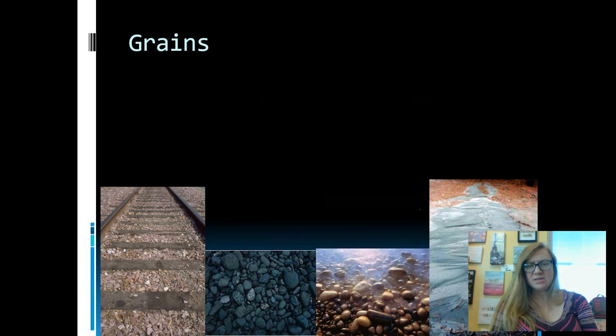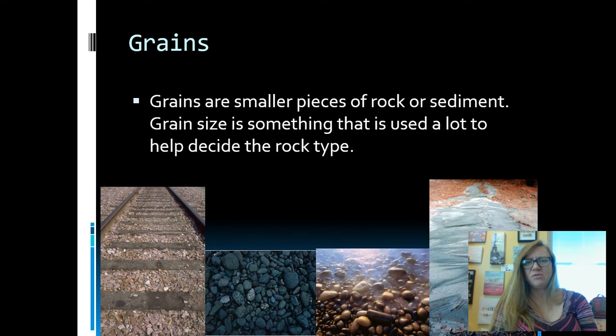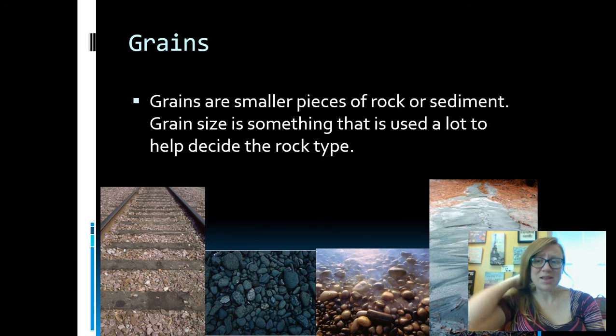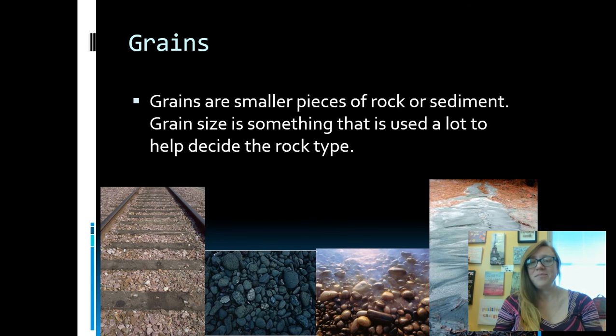But what about grains? If you can kind of see, they'll have little grains. Grains are smaller pieces of rock or sediment, and grain size is something that we use to help decide what type of rock it is or how it was formed. So I know, right? You're probably like, I didn't know rocks were that complicated. But I just wanted to add that in there.